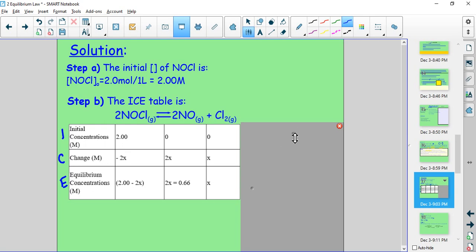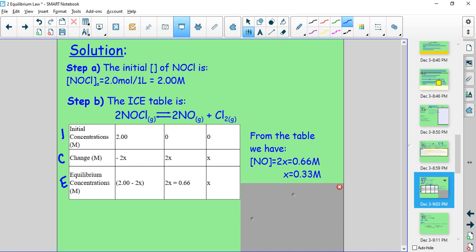Okay, so here's that simple algebra. So from the table we have NO is equal to 2X, and that's equal to 0.66 moles per liter. So to figure out what X is, you divide both sides by 2, and we now know the value of X is 0.33 moles per liter. Okay, so that, and I'll do the work in the next slide, allows us to solve for the concentration of chlorine, and of course we already know this value, so that's okay. And now that we know X, we can figure out what NaCl is. Okay, so that's the next thing we do.